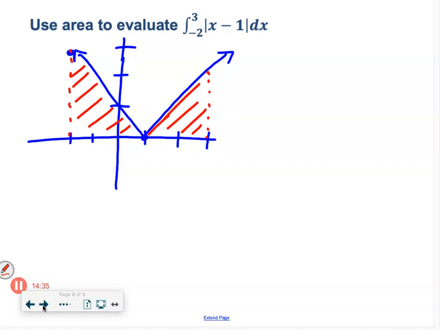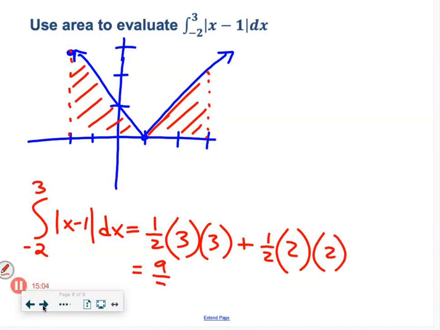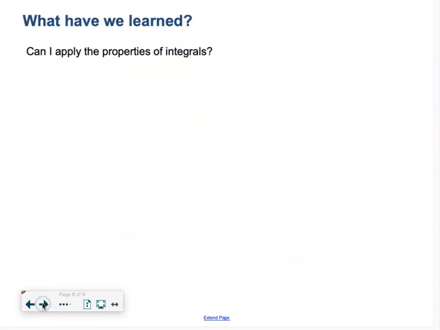So the area of the first triangle, so I'm going to rewrite the integral, -2 to 3. Okay, so the area of the first triangle is 1/2 times the base, which is 3, times the height, which is 3, plus the area of the second triangle, which is 1/2 times the base, which is 2, times the height, which is 2. So you end up with 9 halves plus 2, or 9 halves plus 4 halves. So you end up with an integral of 13 halves. That's it. That is the whole lesson.